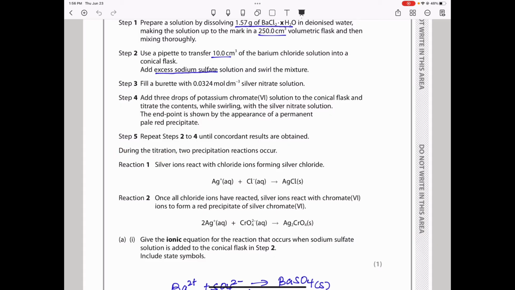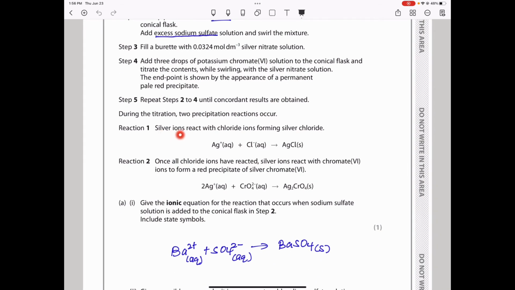During the titration, 2 precipitation reactions occur. Number 1, they say the silver ions react with chloride ions forming silver chloride. You can see this reaction here. And then the second reaction, they say once all the chloride ions have reacted, silver ions react with chromate ions to form a red precipitate of silver chromate. This is the reaction that will occur.